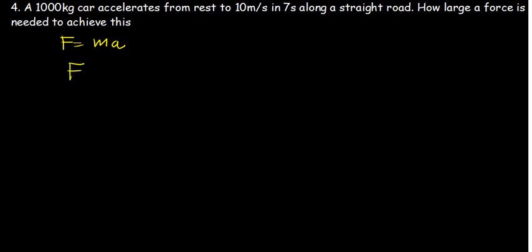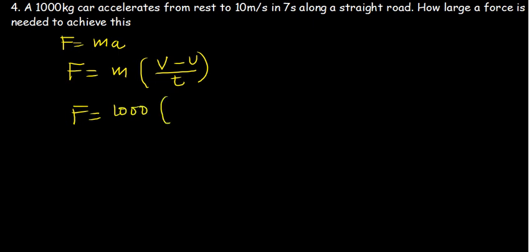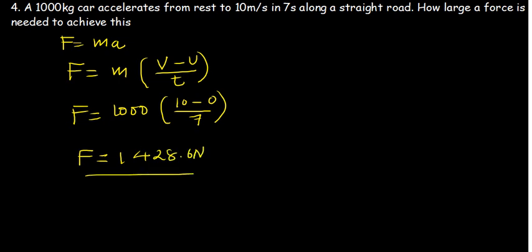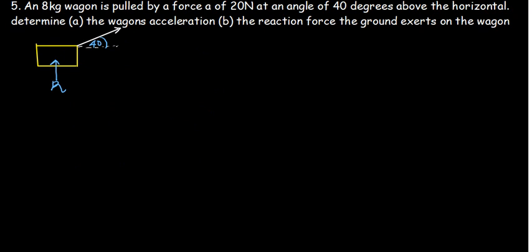So force is equal to mass times acceleration. We know that the acceleration is given by final velocity minus initial velocity over time. So the force is going to be mass, which is 1000, multiplied by final velocity. It accelerates from rest to 10, so the final velocity is 10. It came from rest, so the initial velocity is 0, and it took 7 seconds. Therefore the applied force is about 1428.6 newtons. This is the force required to make this acceleration. Question number 5 here.